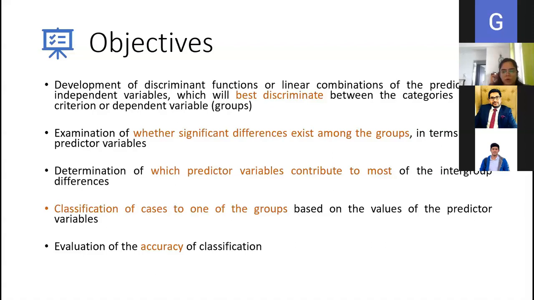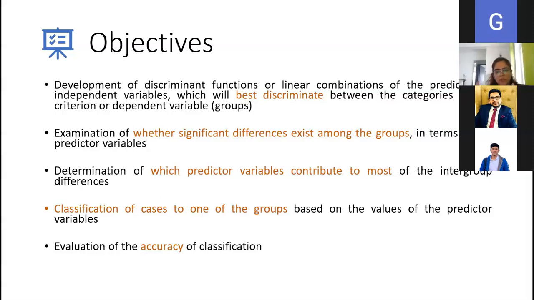So what are the objectives of discriminant function? What exactly is it doing? Development of discriminant function, or linear combination of the predictor or independent variables, which will best discriminate between categories of the criterion, not dependent variable. So हमें independent variable का जो data है, I have to just separate it in categories. So what is the best discriminating variable? That I have to find.